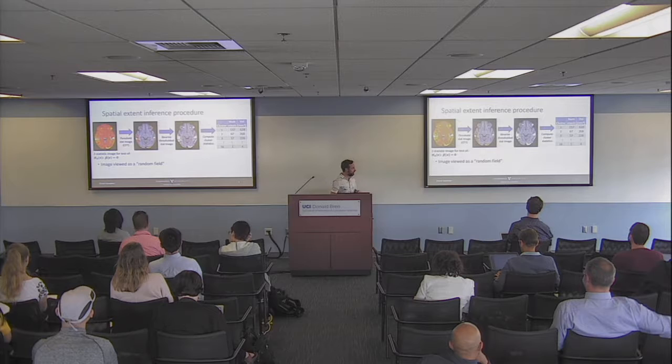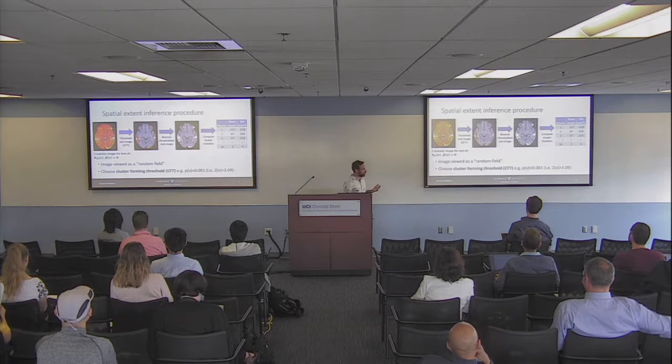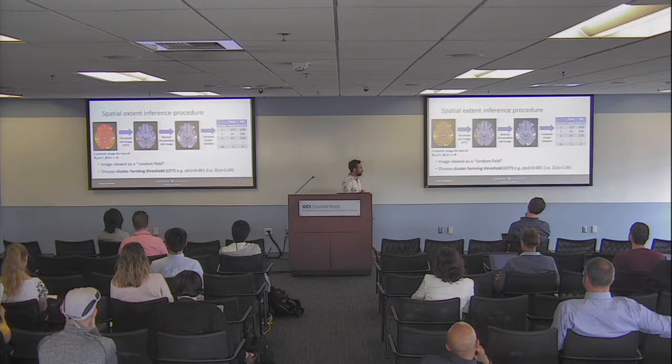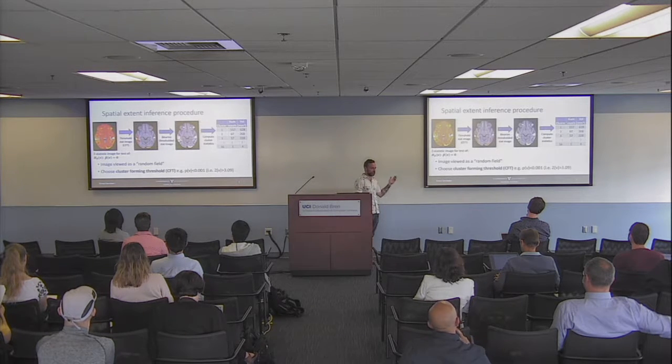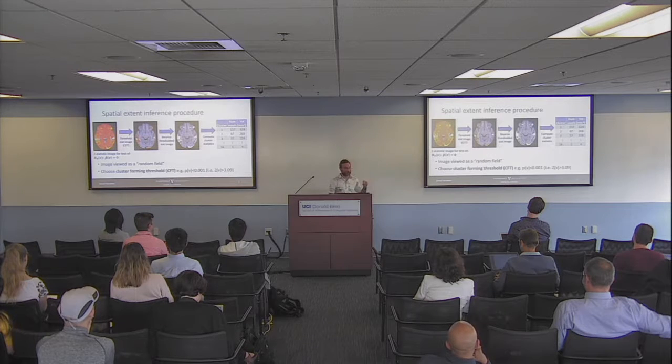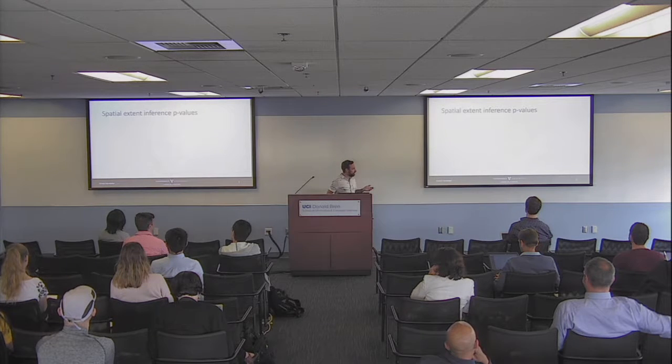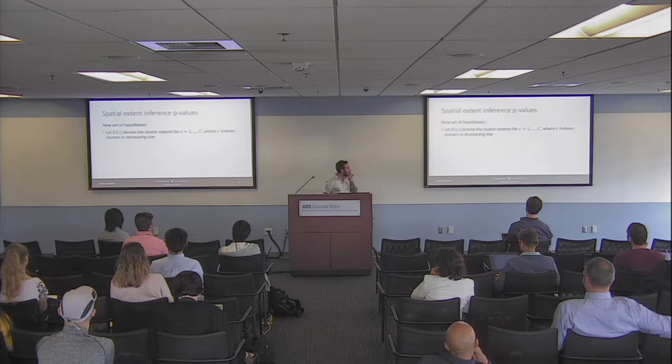So in this approach, the statistical image is viewed as a random field, and the cluster forming threshold is chosen such that the statistical value passes some threshold, such as 3.09, which would mean the p-value at that location is below 0.001. So then, using this approach, we then perform inference on the spatial extent of the clusters.